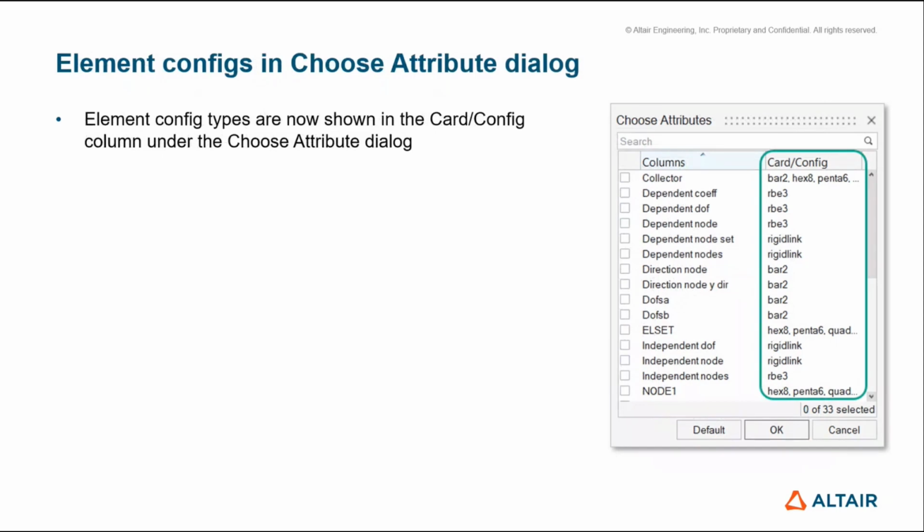Then in the choose attribute dialogs for elements, we were not showing the configs earlier. So now we have added that. And if you want to add any attribute, you can now pick based on the element config and then add that to the browser.